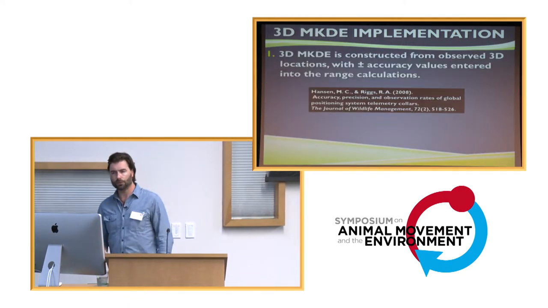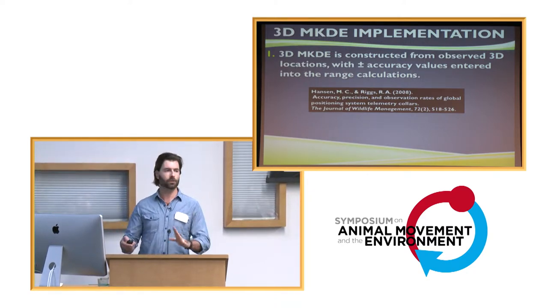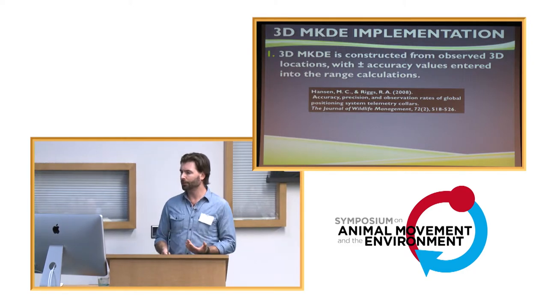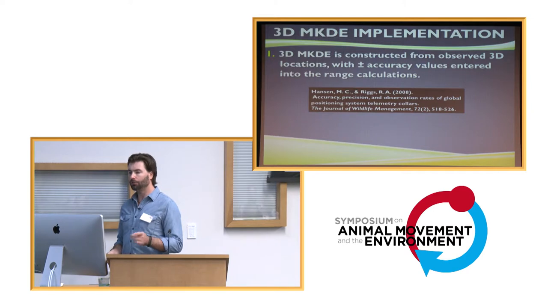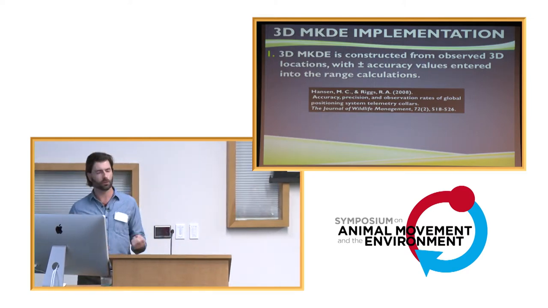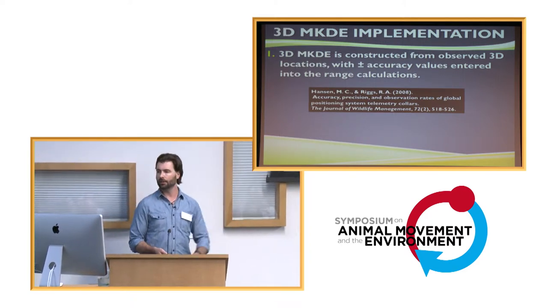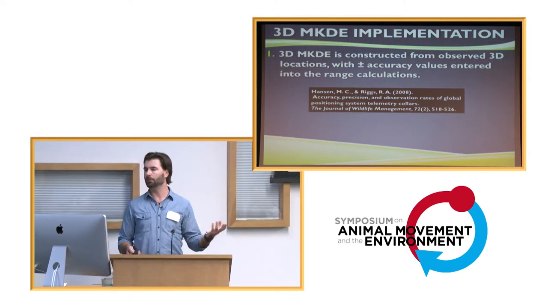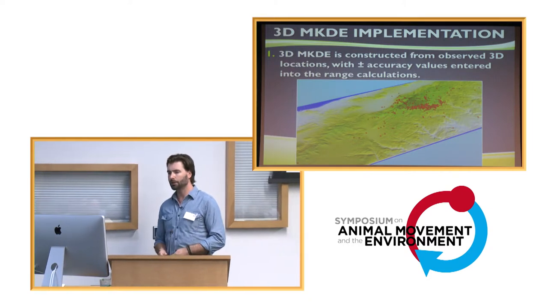So the first step in developing and implementing a 3D MKDE, I'm just going to summarize everything. I'm going to keep the equations off the pages here. You can approach me afterwards if you want to know them. But first of all, you construct your MKDE from your observed three-dimensional location data, right? Your GPS location data. Plus, you enter the plus or minus accuracy values into the range calculations. Now, you can do this using the manufacturer-suggested accuracy values, or you can do it off a study like this one, or even better, go and test the units yourself and get the values. So here's our XYZ location data.